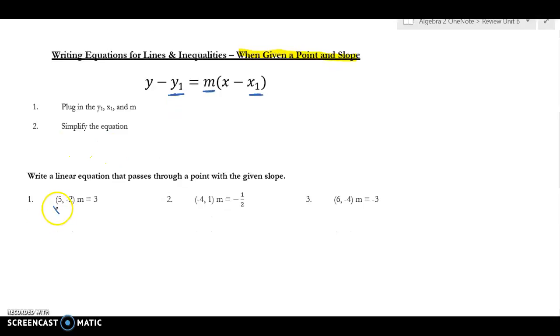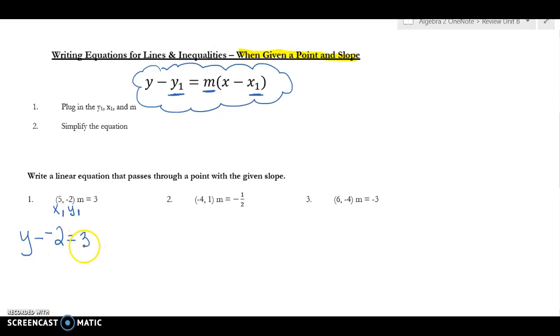This 5 is an x, and it's the first x I see, so it's x1. This -2 is a y, so it's y1. So I'm going to plug it into this formula right here. And again, the things that I've underlined are the things that I can plug in. So it'll be y minus my y1, which is -2, equals my m, which is 3, and x minus my x1, which is 5. That tends to be the hardest step, getting it to plug in.